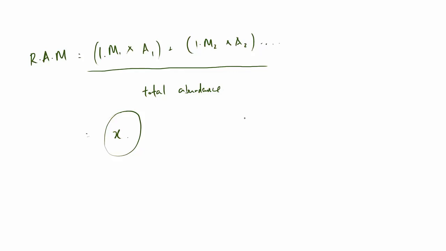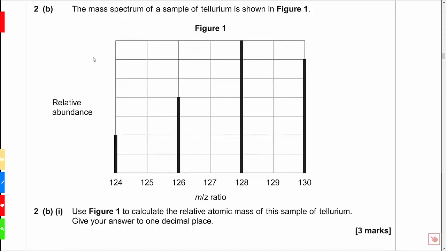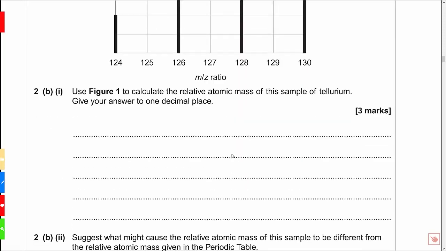So this is a paper from the old series of June 15. This question gives you the mass spectrum of a sample of tellurium. So tellurium is shown in figure 1. We've got an MZ ratio and we've got a relative abundance, not in percentage again, as this bit here. So it's asking you to, oh, I suppose this is a horrible question.